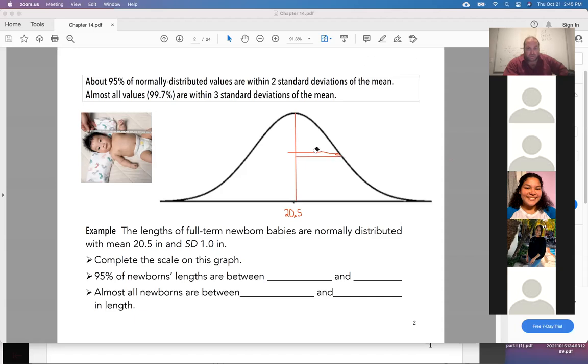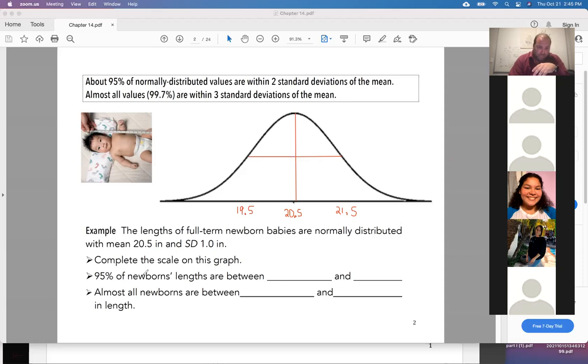So let's erase this. So this distance then is one standard deviation, which means this point here would then be 21.5. And if I do the same thing in the other direction, then this point here would be 19.5. That's what they mean by set the scale. Find the center and then find one deviation in either direction. Does that make sense? That's a nice graphical way of finding the point at which you've reached one standard deviation away from the mean.